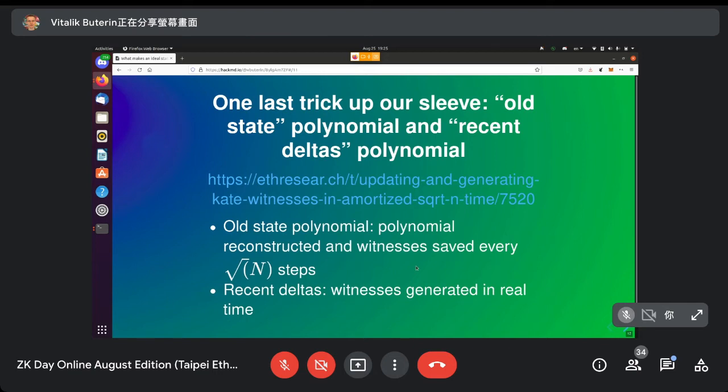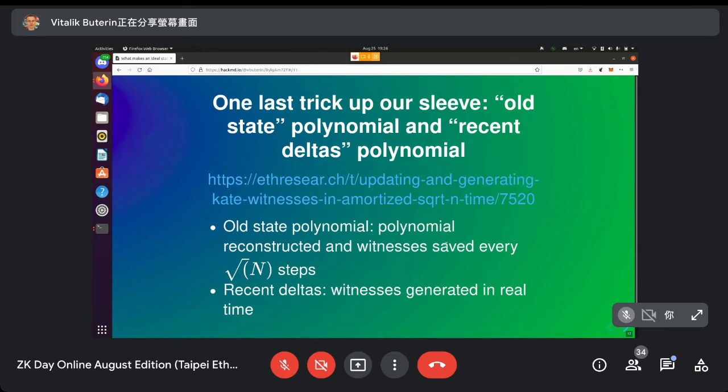So this is this ETH research post that I made, I guess about a year and a bit ago. Basically, we can do a square root of n compromise between the two. So we can split up the state polynomial, and you don't have to do this in consensus. Clients can actually do it locally. Clients locally store the old state polynomial. So this is a polynomial that gets reconstructed and witnesses get reconstructed.